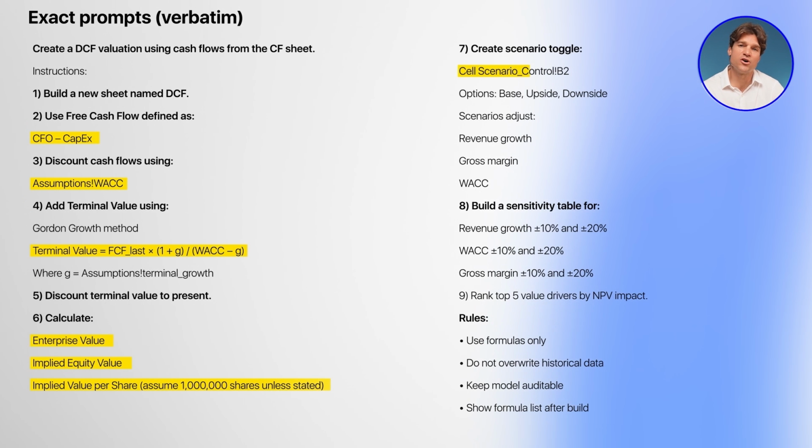A scenario toggle should allow base, upside, and downside cases to adjust revenue growth, gross margin, and WACC. And sensitivity metrics for revenue growth, WACC, and gross margin, plus or minus 10% or plus or minus 20%, must directly link to the DCF output. Now, the top 5 value drivers should be ranked by NPV impact. Historical sheets must remain untouched.